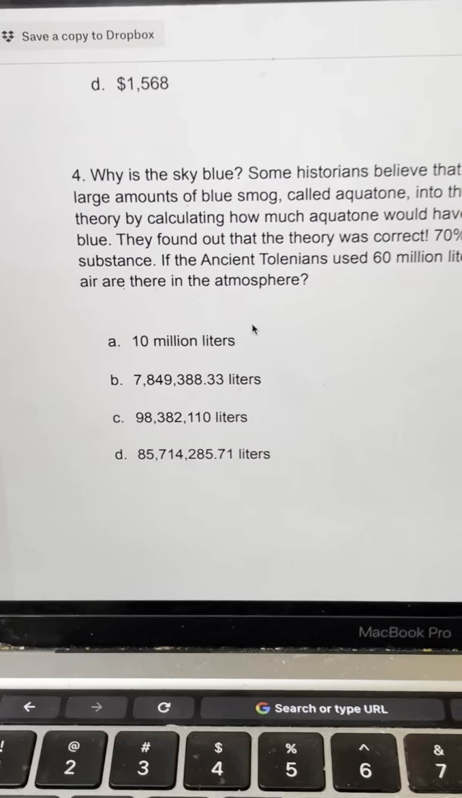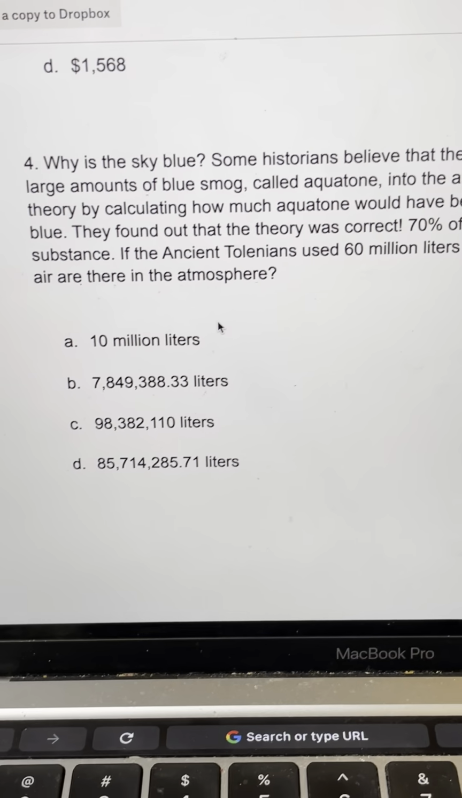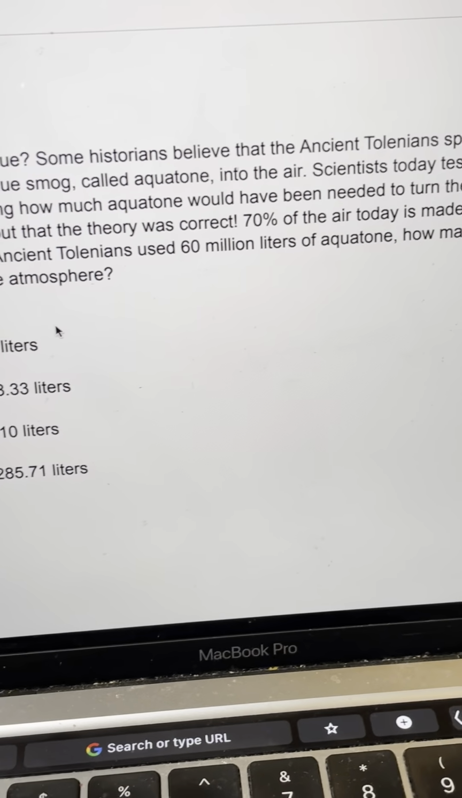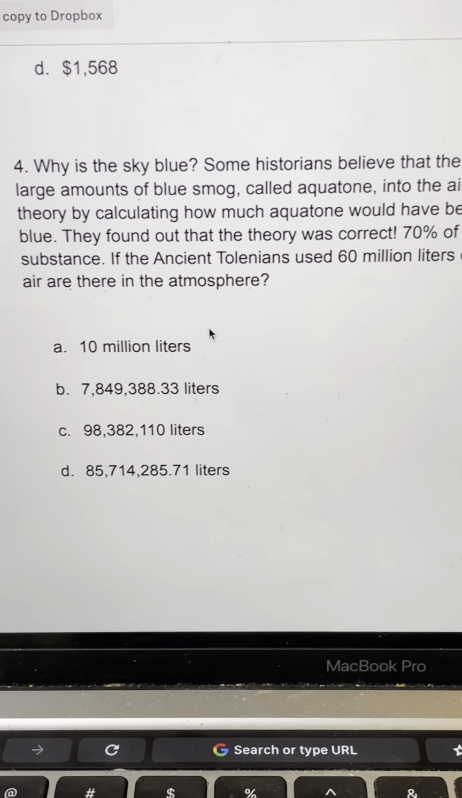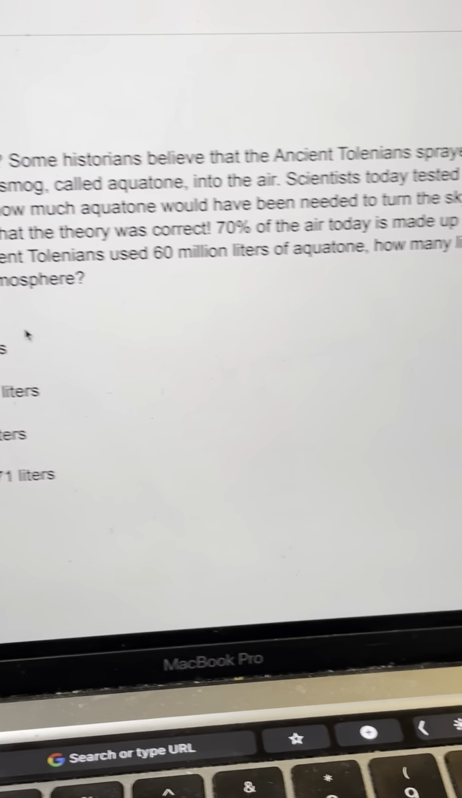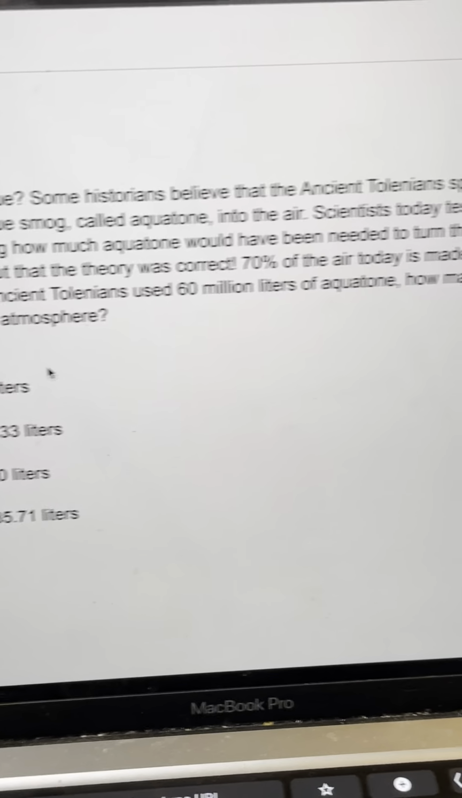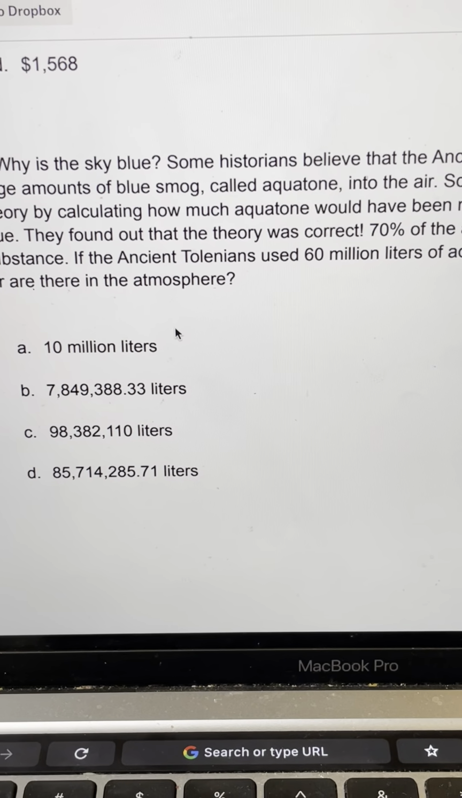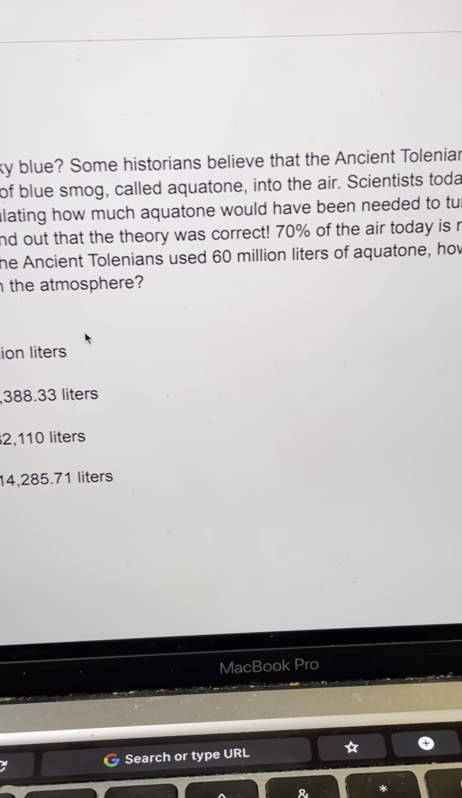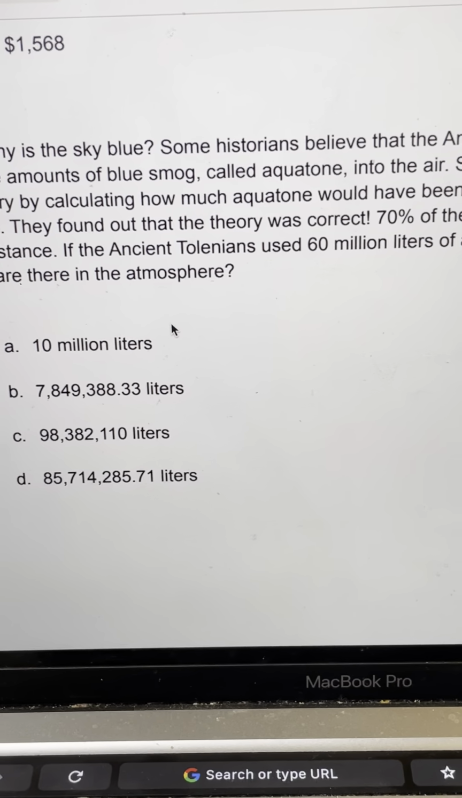Why is the sky blue? Some historians believe that the ancient Tellurians sprayed large amounts of blue smog called aquatone into the air. Scientists today tested the theory by calculating how much aquatone would have been needed to turn the sky blue. They found out the theory was correct. 70% of the air today is made of this substance. If the ancient Tellurians used 60 million liters of aquatone, how many liters are there in the atmosphere?